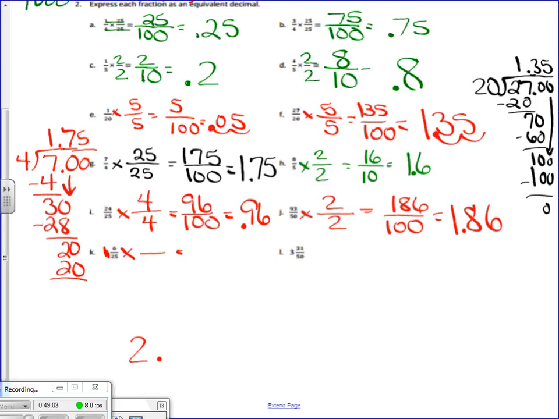It's 100. Can't do 10. Gonna shoot for 100, so multiply by 4. 6 times 4, 24. 24 hundredths. So 24, bring the decimal in 1, 2. So your final answer, 2 and 24 hundredths.